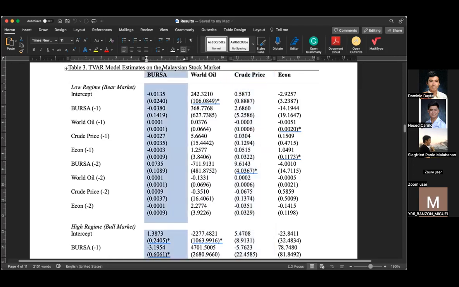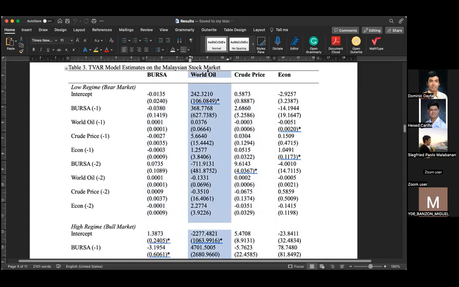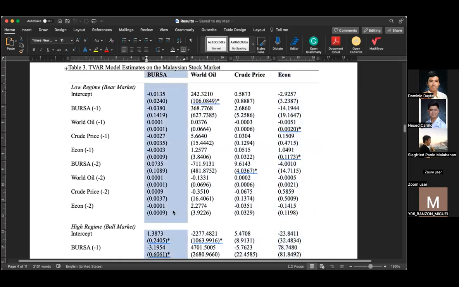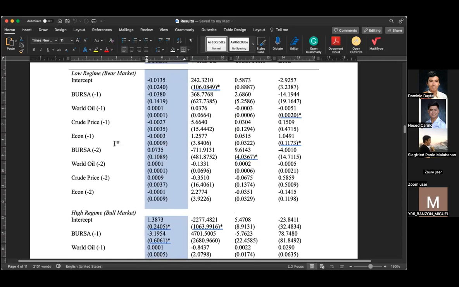So kung i-consider mo si Malaysian stock market as the dependent variable, ito yung equation na nagko-correspond doon. Pero kung si world oil prices naman, yung i-consider mo na variable, ito yung titignan mo. Kung si crude price, ito. Kung si econ, ito. Pero ang concern lang naman natin is itong nasa left side. Kasi ang gusto nating malaman is ano yung impact ng world oil prices, aggregate shocks, economic shocks, and so on sa Malaysian market. And then later sa Philippines, Thailand, and so on. It's on a per country basis. And because it's threshold VAR, we're looking at two models. The first model is what we call the low regime or the bear market regime.